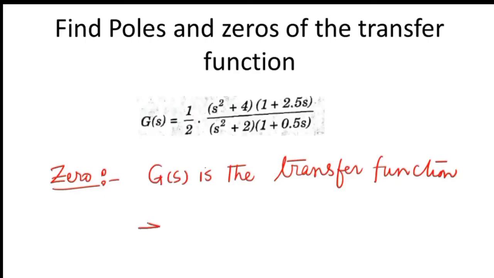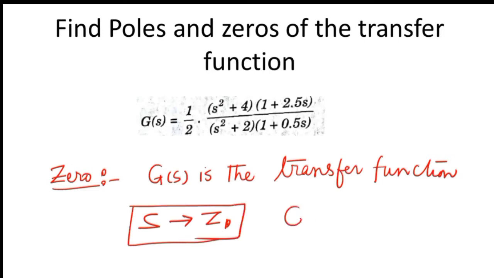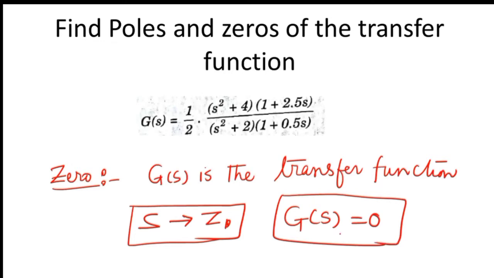There exist some values of S such that S is equal to Z. So, if S is equal to Z, the value of this G of S is equal to 0. Here S will go there.